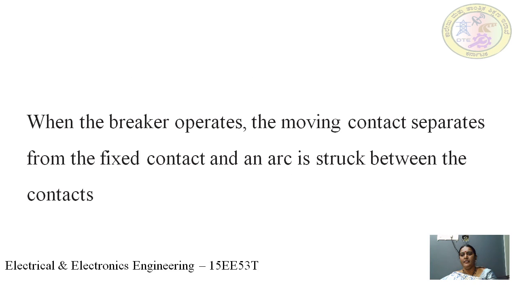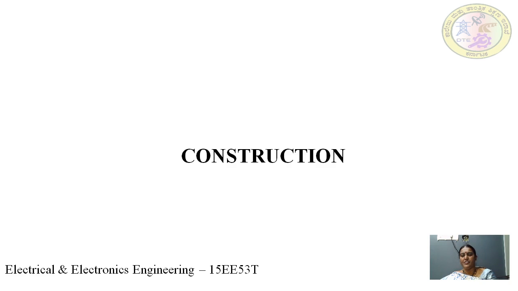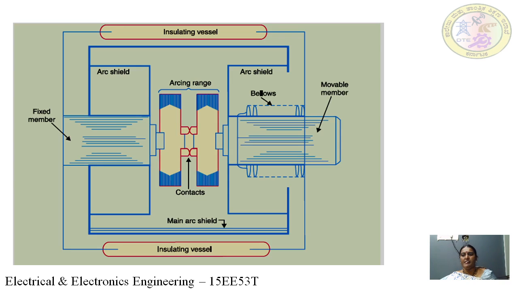Now let us go through the operation of the vacuum circuit breaker once again in this presentation. Now let us do the working once again, construction of the circuit breaker once again. Here in the diagram shown, it consists of a fixed member and a movable member. This fixed member and movable member are enclosed in an insulating vessel, and the arcing shield also encloses a fixed member and a moving member.